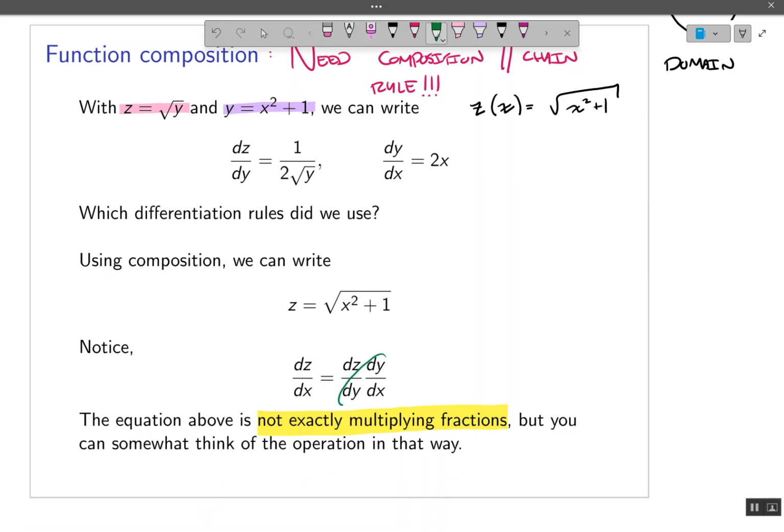It is not the case that these are going to cancel, but you can think of it that way as starting with z, going through y and ending up with x. This is my chain. Okay? I start with z and take derivatives until I end up with just x. This is my chain.